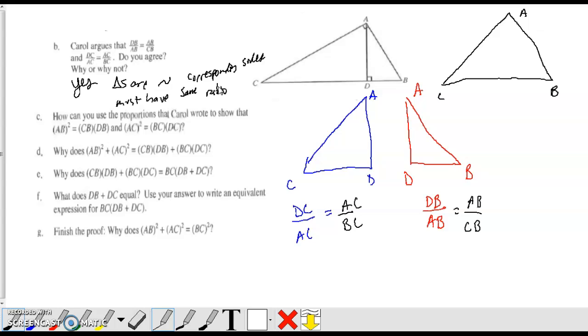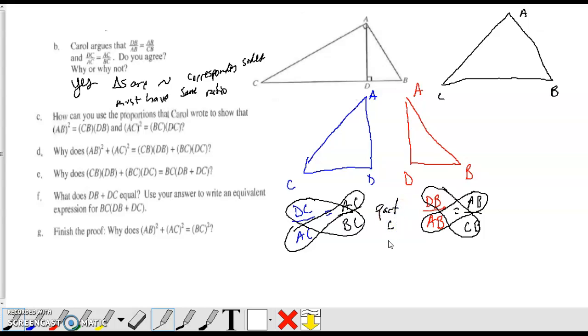We're not going to draw this one out in terms of a flowchart or a two-column proof. We'll just answer her questions. So how can you use the proportions that Carol wrote to show that AB squared is equal to CB times DB? Basically all she did was cross-multiply. She multiplied AB times AB, and then she multiplied DB by CB. Then she did the same thing here: she multiplied AC by AC and DC by BC. So this is part C. That's what she did.